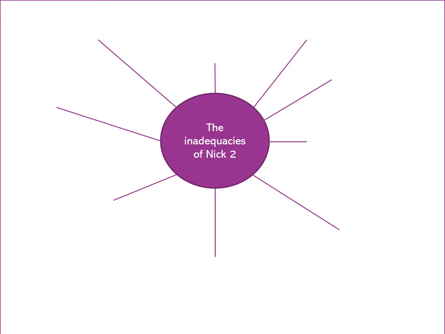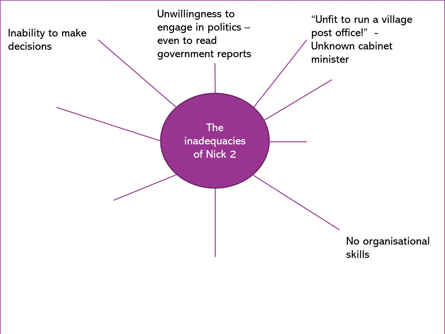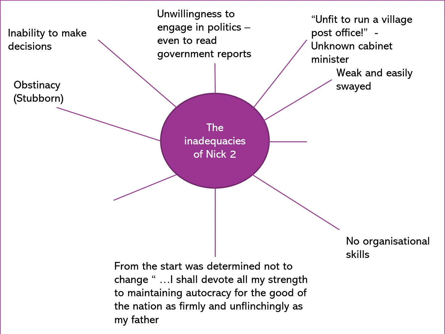So this mind map, the inadequacies of Nicholas II, is one that you should copy for your notes. He had an inability to make decisions. He was unwilling to engage in politics or to read government reports because they made him sad. He had no organisational skills, unfit to run a village post office, which is a really good key quote. He was weak and very easily swayed both by his ministers and by his wife, who wanted him at home, not in parliamentary meetings. He was obstinate, which is a fantastic way of saying he was so stubborn that it was almost impossible to get him to move once his mind was made up.